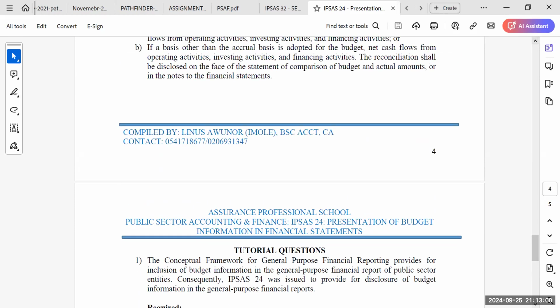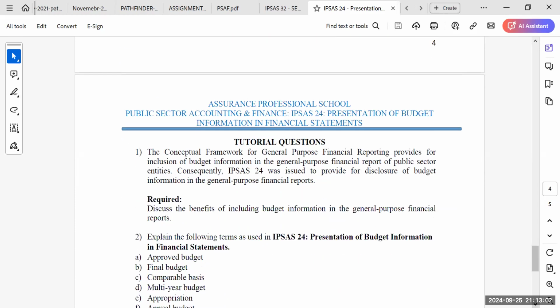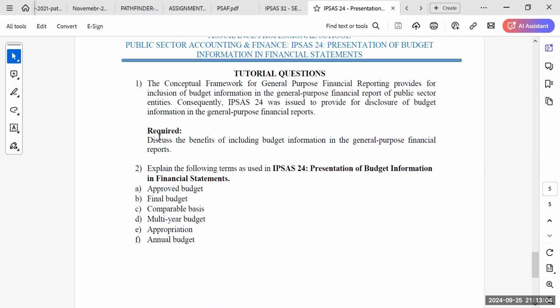And if they want to ask you any question, it will be in a theory form like this. Or they can also ask you, discuss the benefits of including budget information in the general purpose financial report. At least you get three points: to ensure compliance, to also ensure comparability, and also to measure the performance of that particular entity. Then you just explain, throw small light on them and you move on. Let's explain those terms and move on.